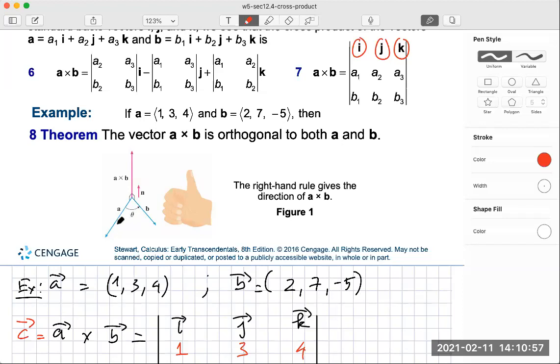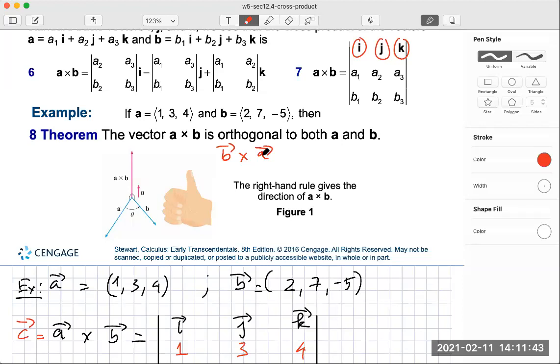How about if we do the other way around? If we take the cross product of B cross A, imagine in your head. If B is your index finger, right? A is your middle finger. Then the thumb will be pointing down, right? See it? It means that B cross A will be pointing in the opposite direction to A cross B. Can you imagine it in your head?